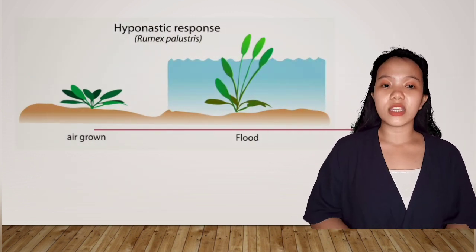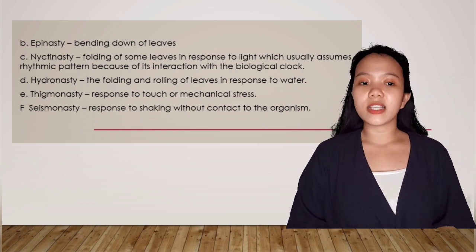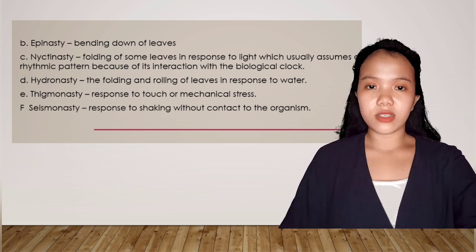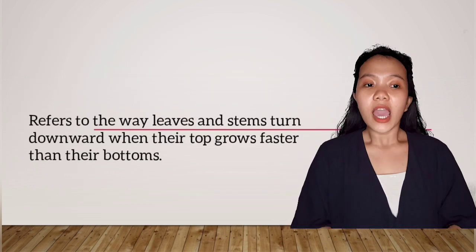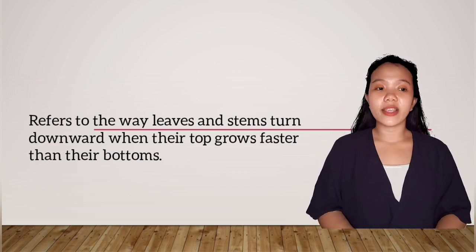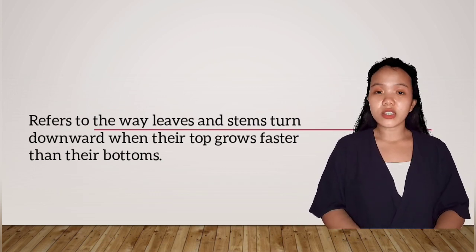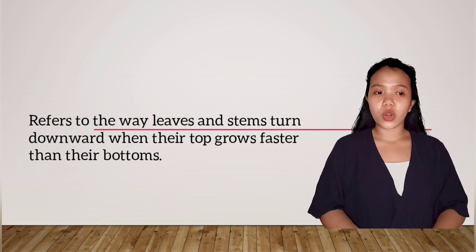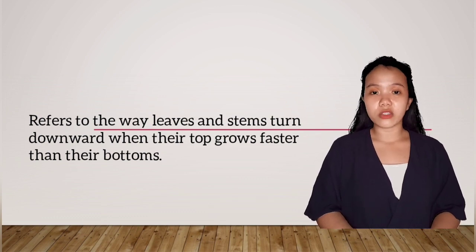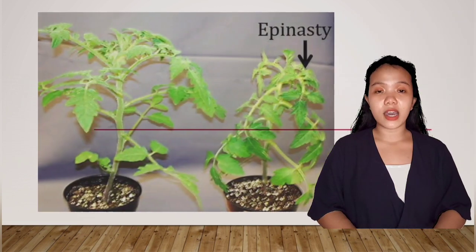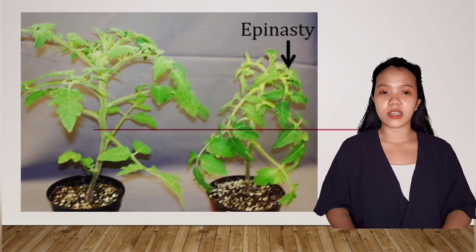The second one is epinasty. Epinasty is bending down of leaves. Epinasty refers to the way leaves and stems turn downward when their top grows faster than their bottoms. I'll show you some pictures of epinasty.